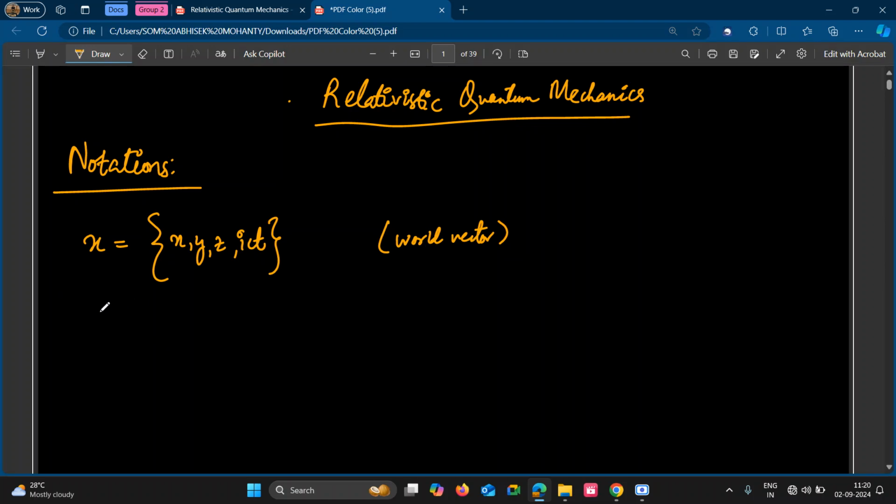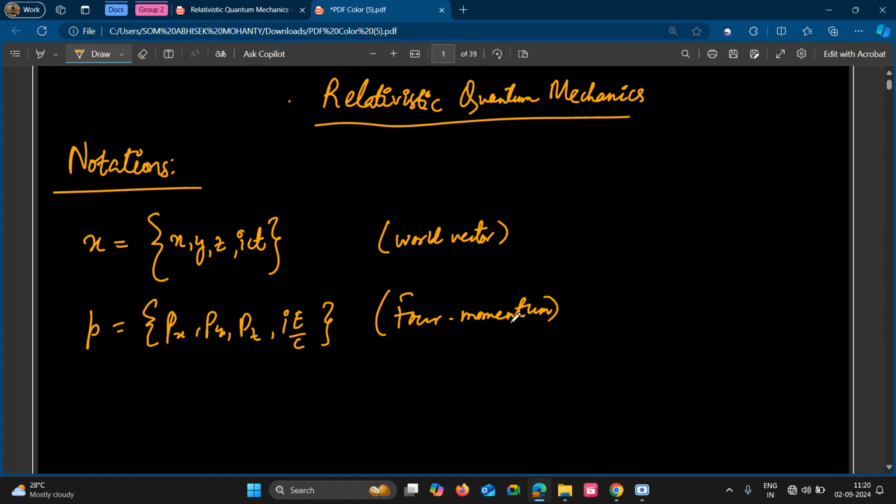Okay. Next is the four momentum. Momentum also has four coordinates here: px, py, pz, and iE over c, the four coordinates, kind of complex. This is called a four momentum vector, four momentum because four coordinates are there. This can also be called a four vector.